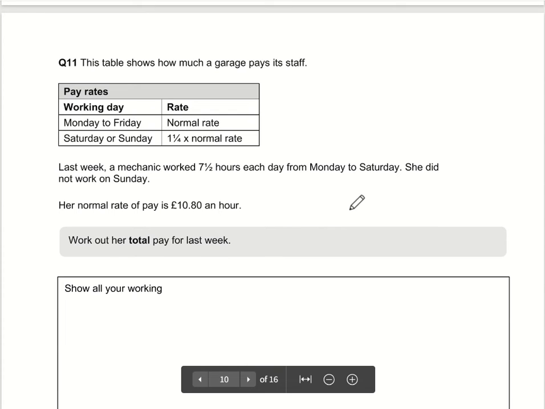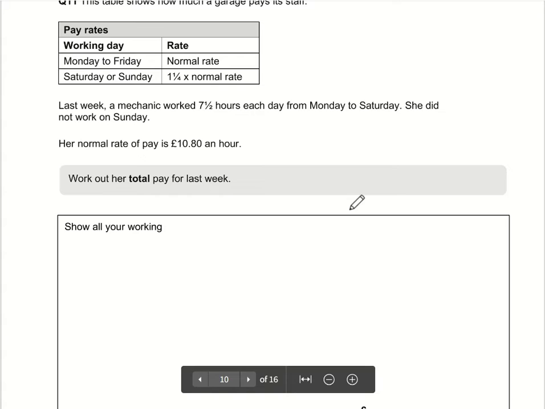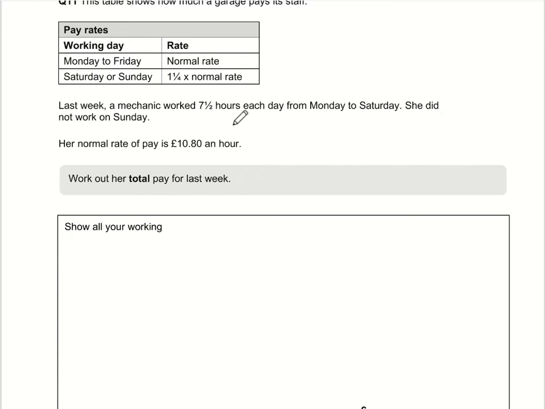Okay, question number 11. So the mechanic works 7.5 hours from Monday to Saturday. So Monday to Friday is the normal rate. So £10.80 multiplied by 7.5, and that Monday to Friday, that's 5 days. And that comes to a total of £405.